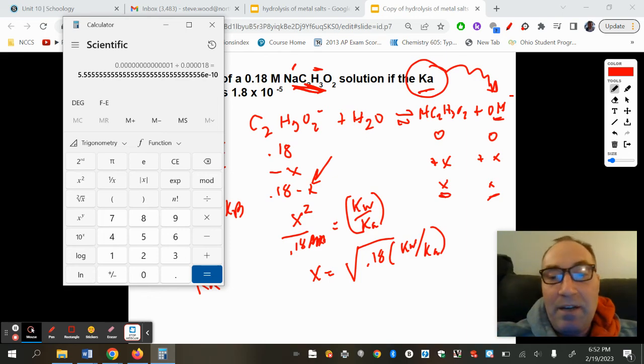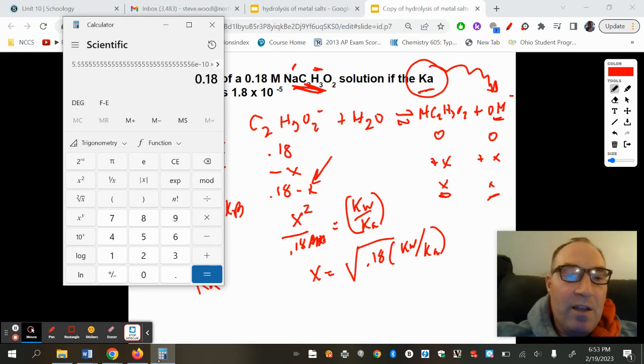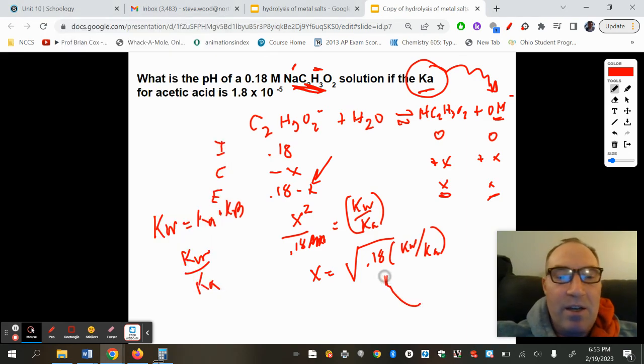So now that's really tiny, right? And it should be, because this isn't a very good base. It's the conjugate base of a weak acid, so it's not like it's an amazing base. Okay, so we're going to take that times 0.18. So that's this number right here.